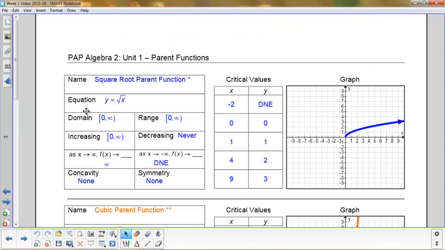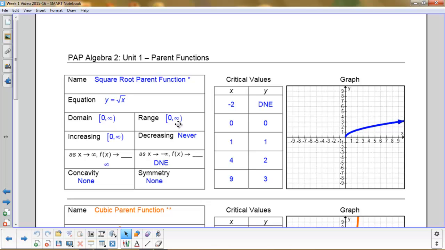Moving on to our next set, we have the square root parent function. The square root parent function is y equals the square root of x. Domain is restricted to the interval of 0 to infinity. Likewise, so is the range.